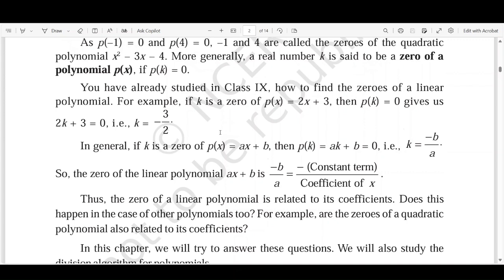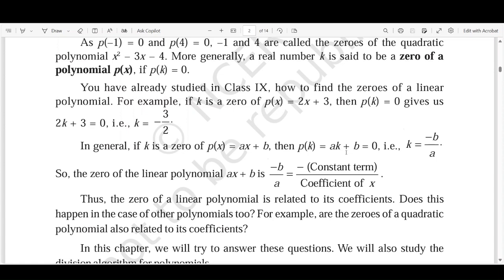In class 9 you have studied how to determine the zero of a linear polynomial. It's very simple. You have the linear polynomial, and it's very easy for us to determine the zeros. Simply replace the variable x by k so that you get ak plus b, and we want the answer to be 0. So we are trying to determine the zero of that polynomial.